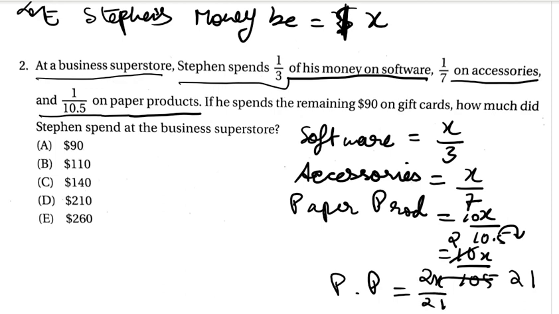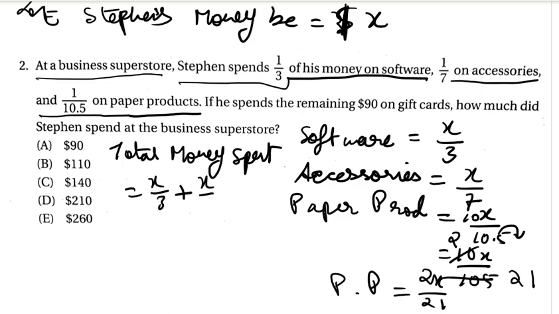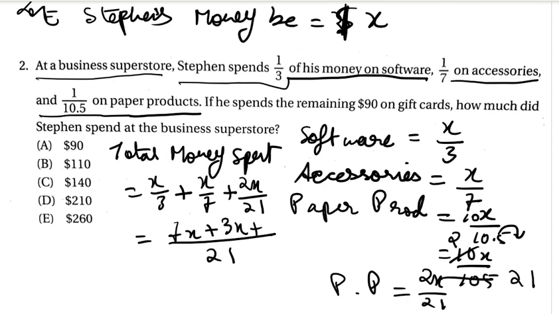So what is the total money he spent? Total money spent is equal to x by 3 plus x by 7 plus 2x by 21. So what is the LCM? LCM is 21. So that is 7x plus 3x plus 2x. So how much are you getting? 7, 10, 12x. 12x by 21. So 3 4s are 12, 3 7s are 21. So you're getting 4x by 7.